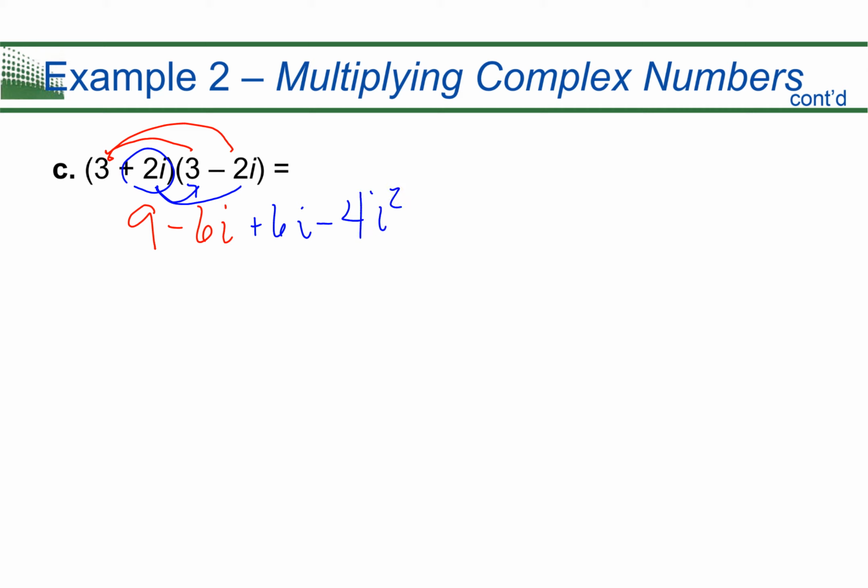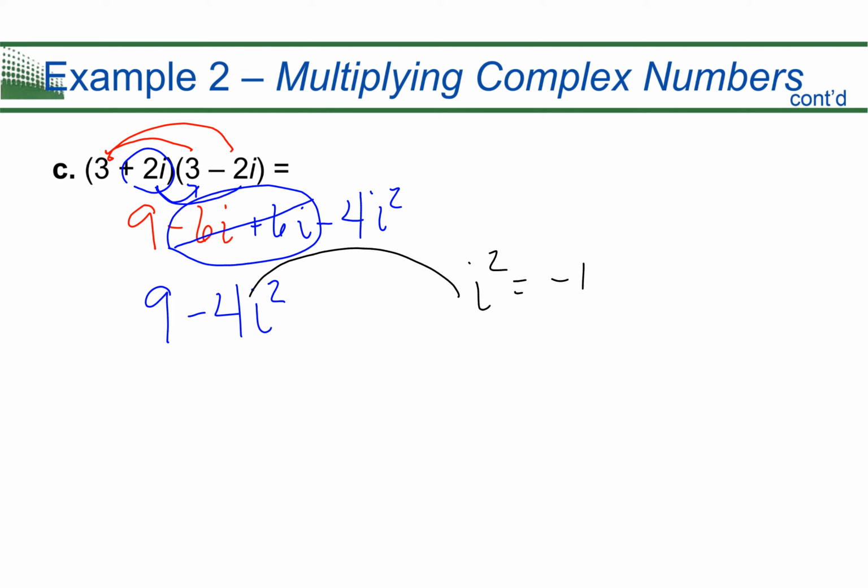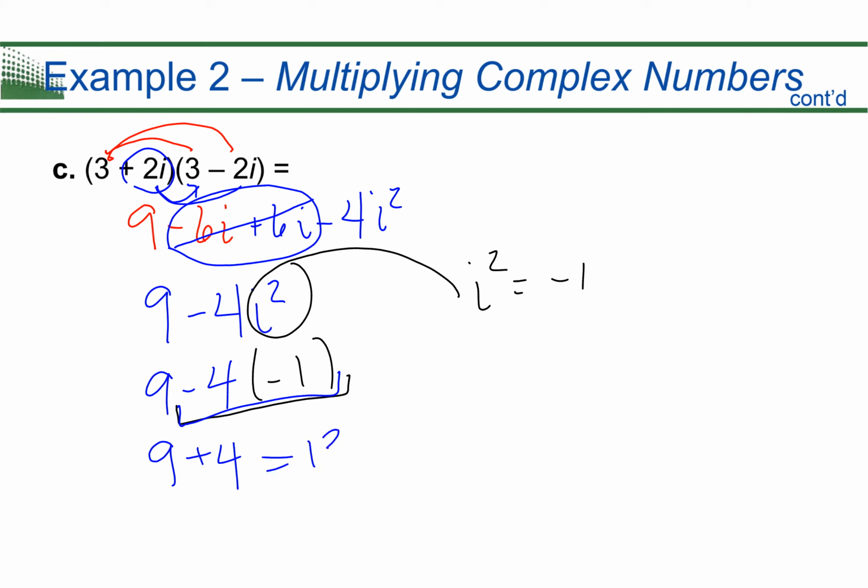I'm going to go ahead and combine these i's together here, and that gives me 9. Negative 6 and positive 6, they actually cancel each other, minus 4i squared. And again, remember your foundations of imaginary, i squared is equal to negative 1. Plug that in for this i squared. So that I have 9 minus 4 times negative 1. Multiply these together. Remember, order of operations, you multiply before you add. So this gives me 9. Negative 4 times negative 1 is a positive 4, so 9 plus 4 gives me 13.